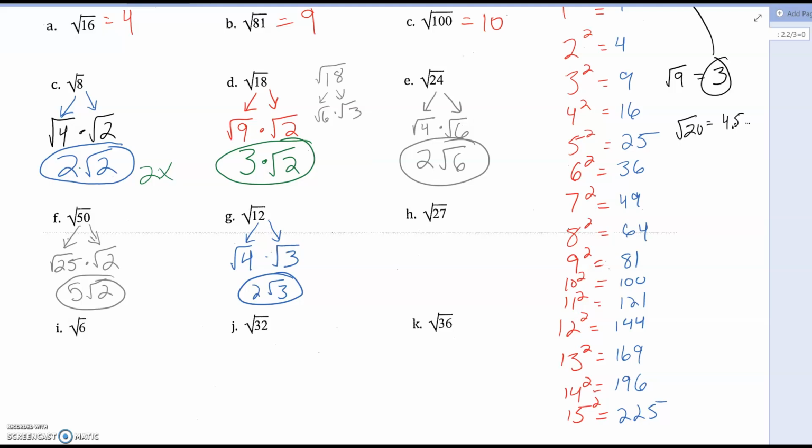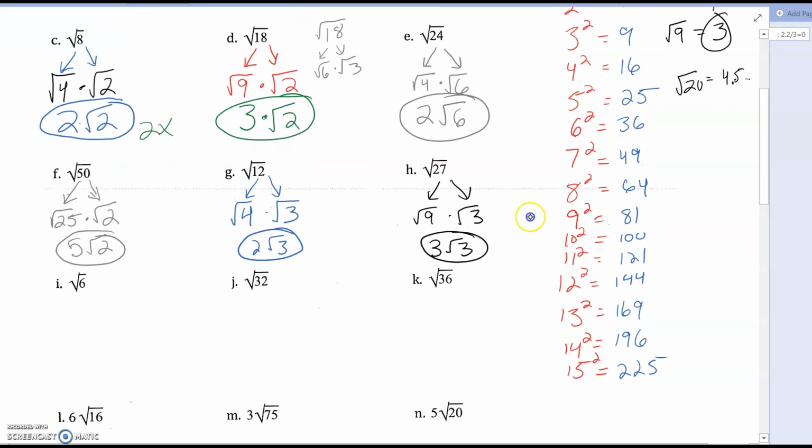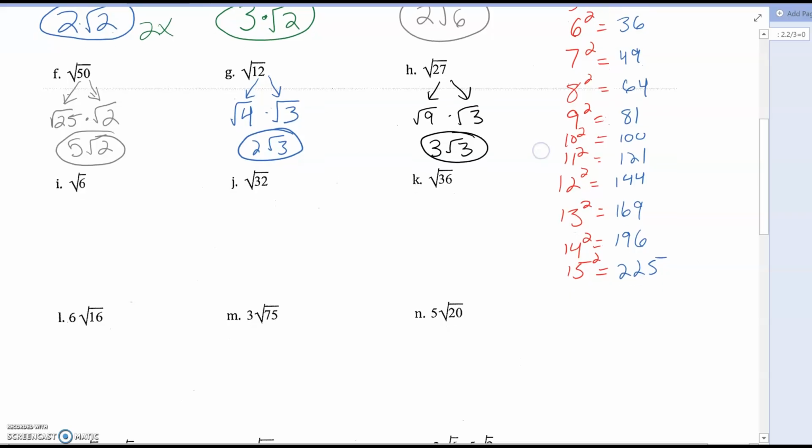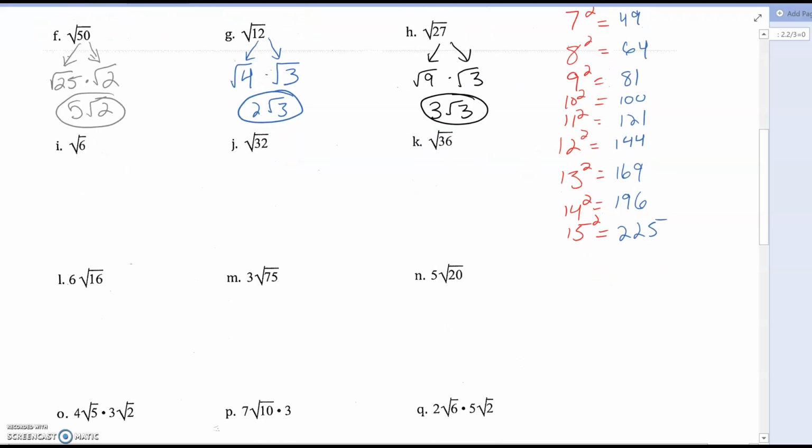Okay, I can separate it as 4 times 3. Square root of 4 is 2, so it would be 2 square root of 3. Try letter H. You can separate square root of 27 into 9 and 3. Square root of 9 is 3, so I get 3 square root of 3. All right, now go ahead and try the next 3, I, J, and K.